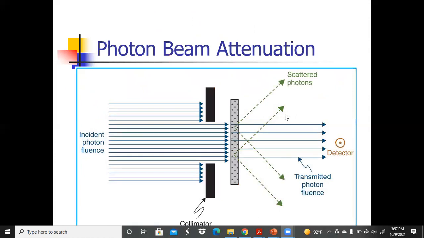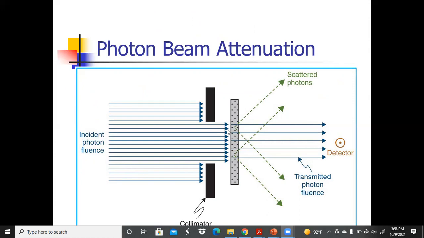All right, getting into photon beam attenuation. We have an incident photon fluence coming through here. We have, say, a set of collimators here. And let's say that we have some kind of lattice or something like that that is going to be interrupting this photon fluence.